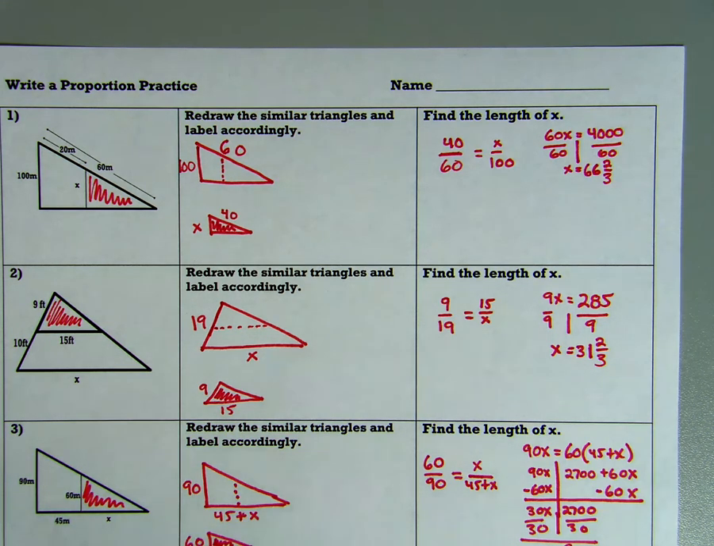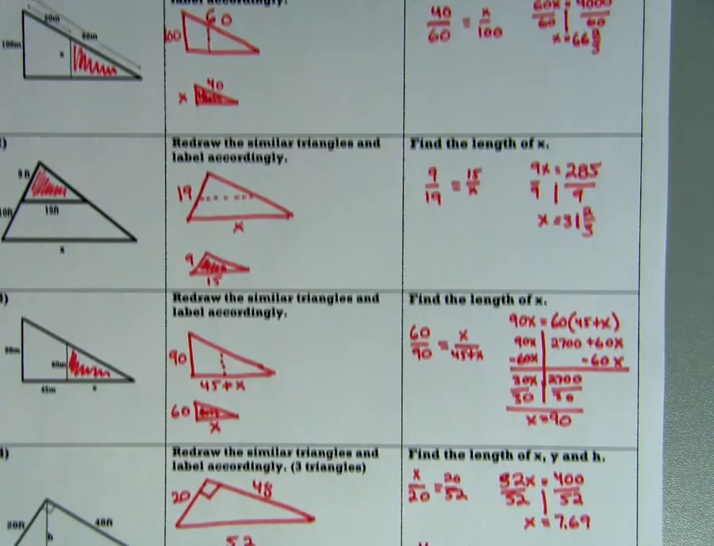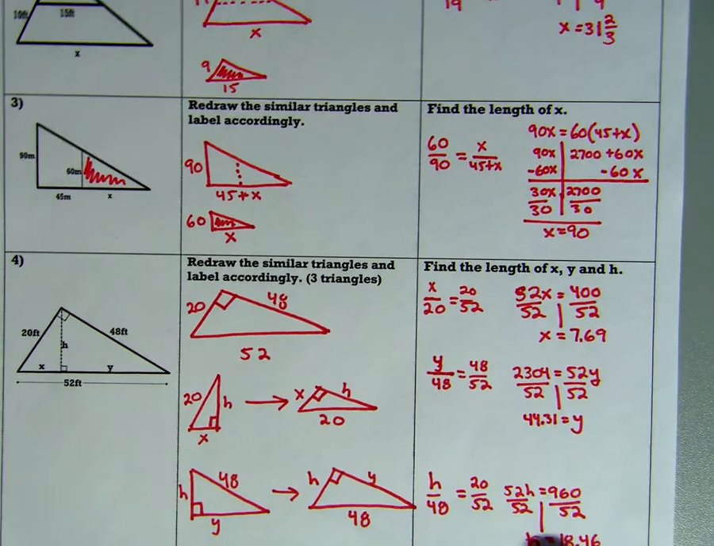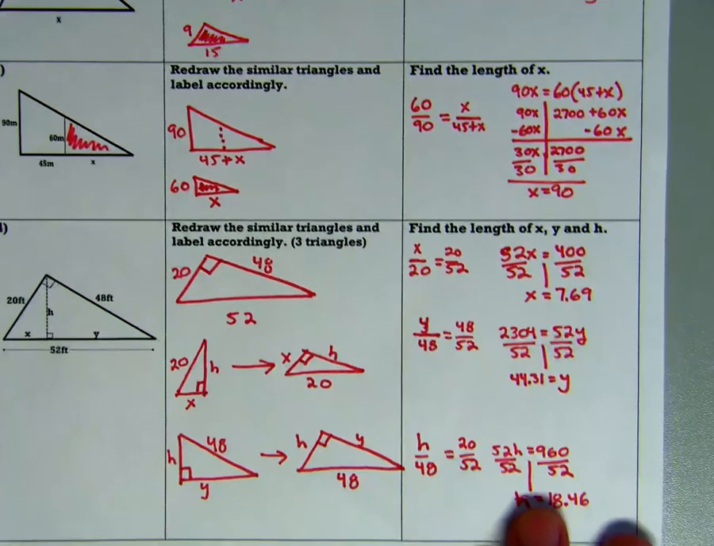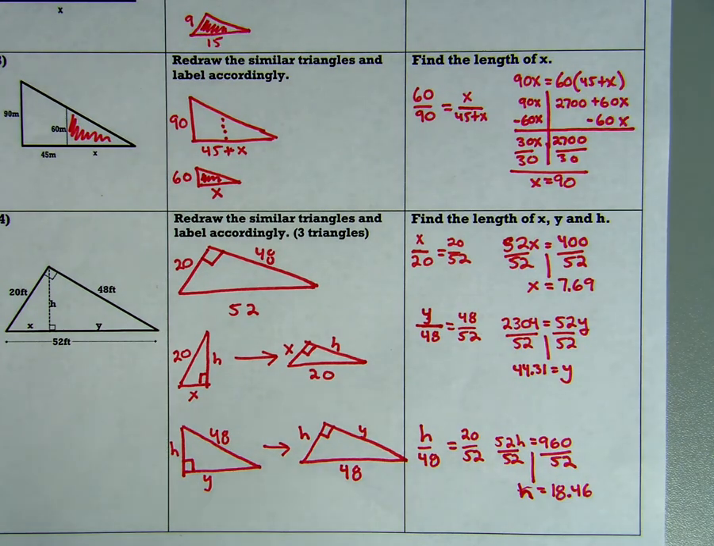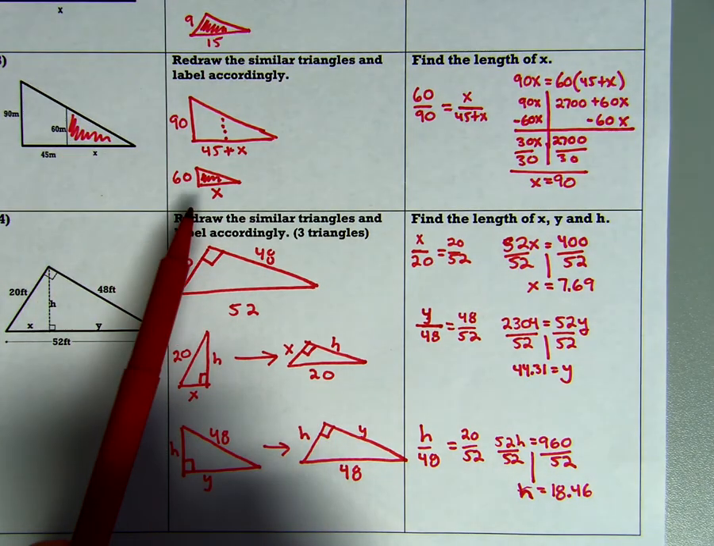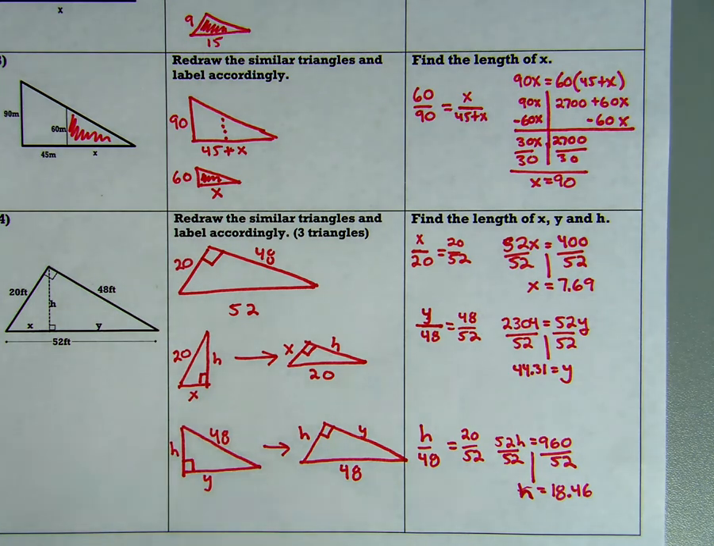Number 2, I went ahead and shaded in my smaller triangle at the top here. And we can get that 9/19 is proportional, equal to 15 over x. And we get an answer of x is equal to 31 2/3. Number 3. Go ahead again and shade in my smaller triangle and bring it down here. Go ahead and get that 60/90 is equal to x over 45 plus x. Go ahead and solve it out, and I should get that x is equal to 90.